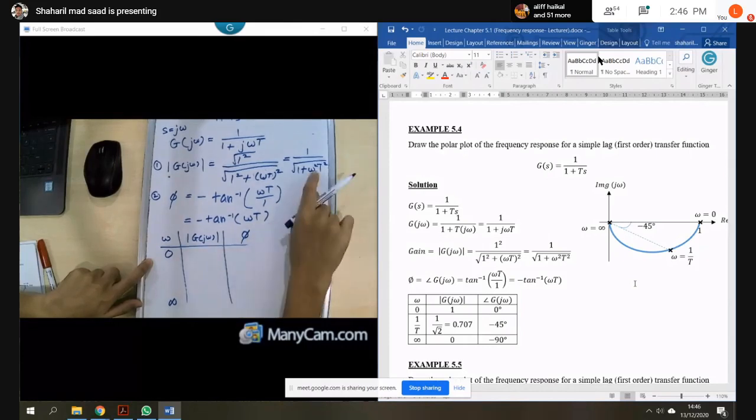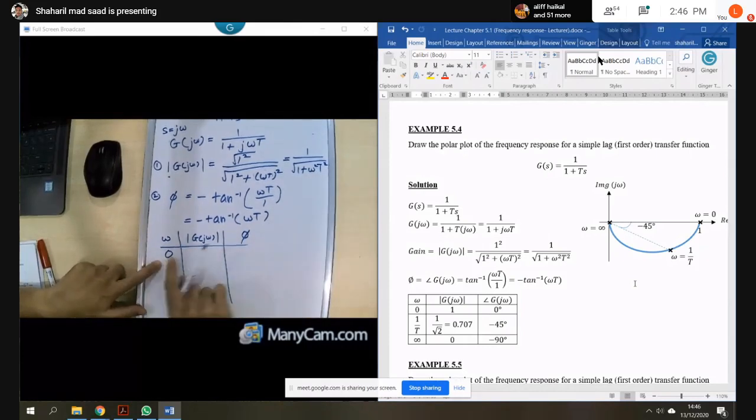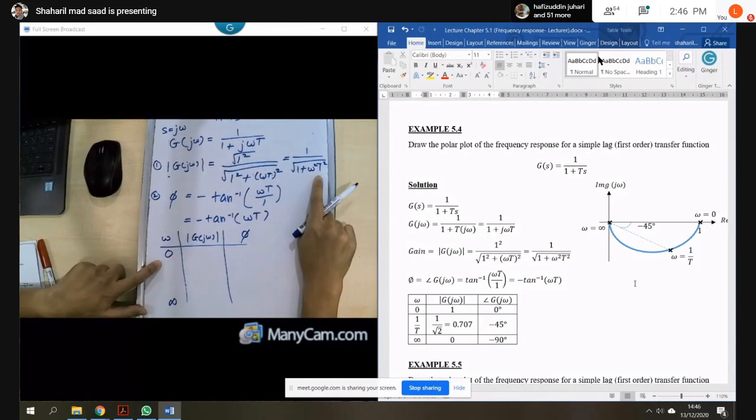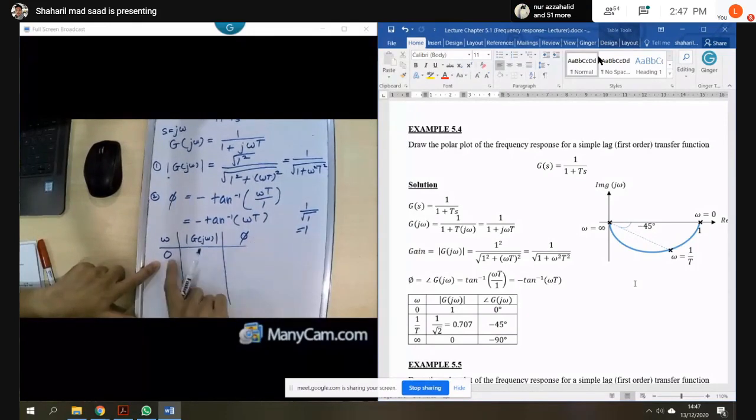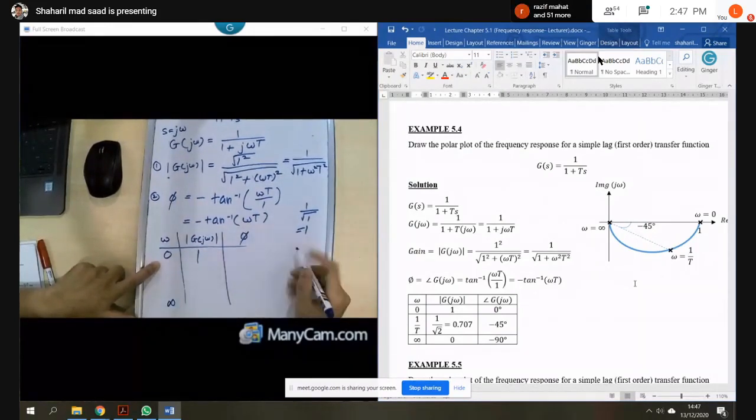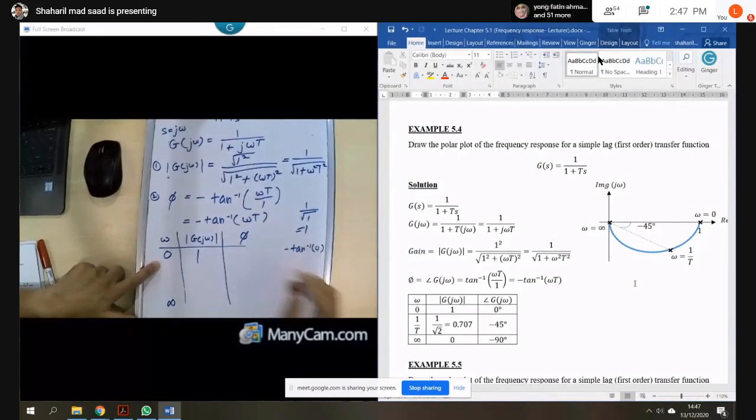So G(j omega), okay, for omega equal to 0. So 0 times T, 0 here, that means 1 over square root 1. That means 1. Okay, 1. Right? Okay. For the phase angle, for omega equal to 0, it is 0. So inverse tangent minus inverse tangent 0. That means 0 degree.